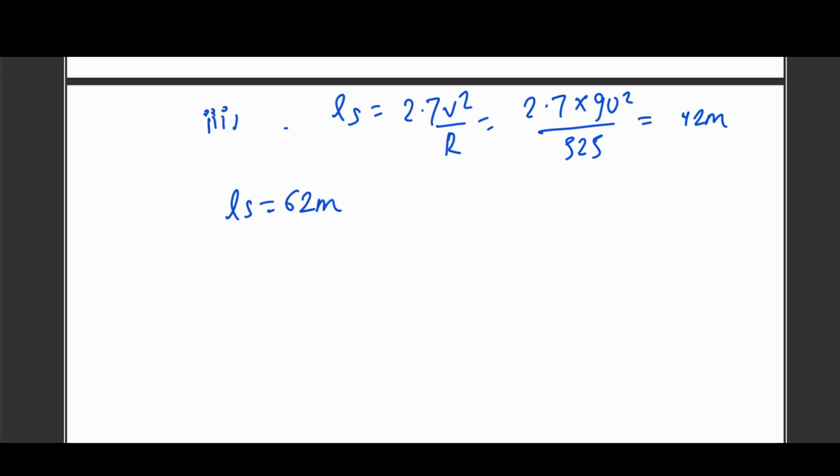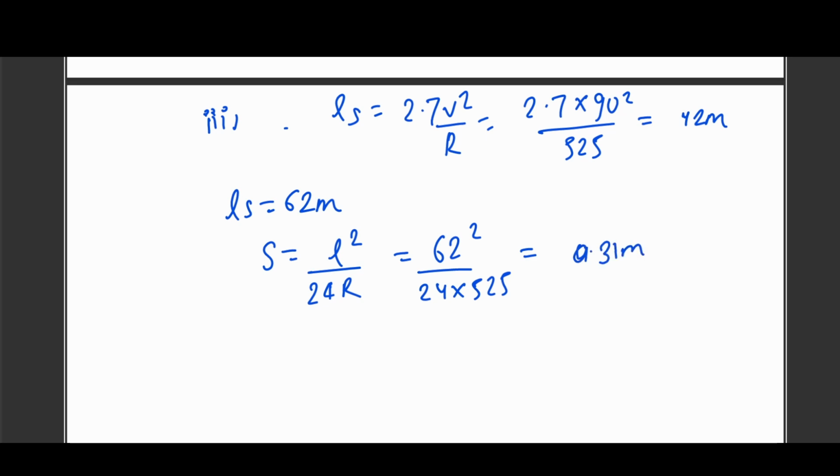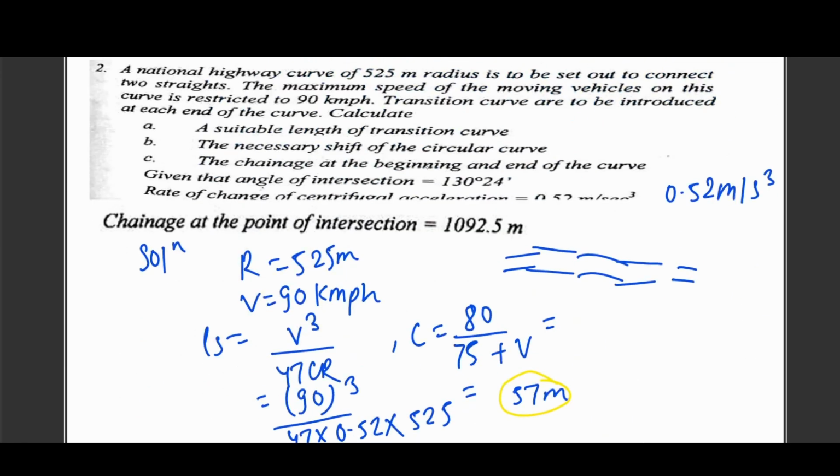Now the shift of the circular curve equals L square by 24R. That is 62 square divided by 24 into 525, and the value of this is 0.31 meter. So we have calculated the length of the transition curve, and we calculated the necessary shift.